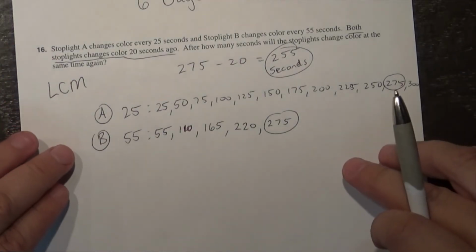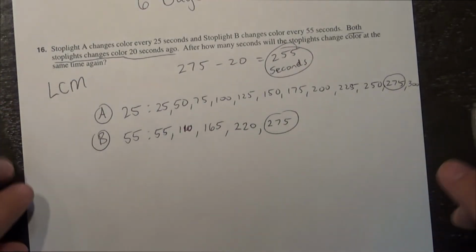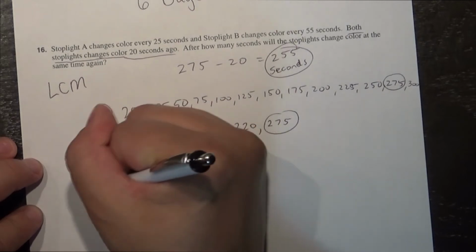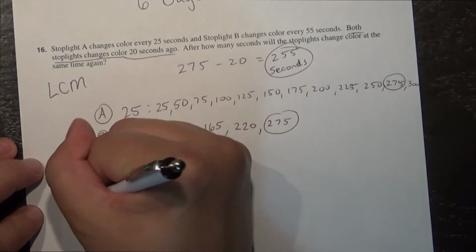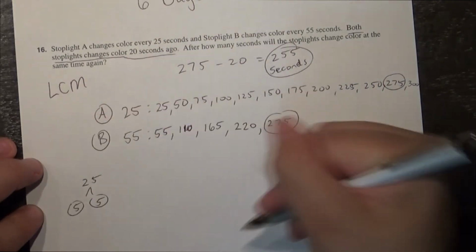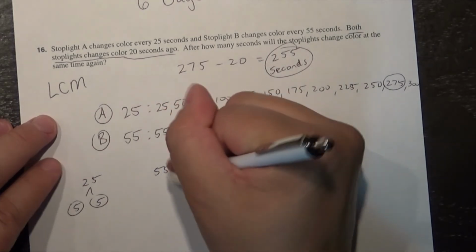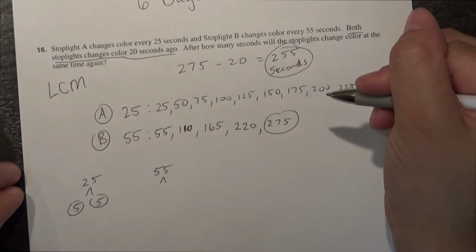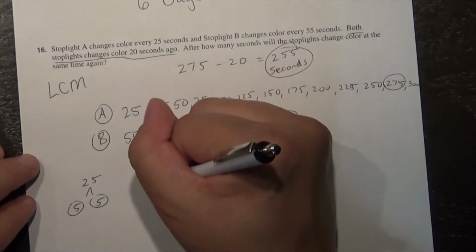Now, if you don't like the multiple way, I have another method for you, and that is by using prime factorization. That's right, factor trees. They're back. So let me make my factor trees here for 25. 25 is 5 times 5. And then 55, I'll say, what should I say? 5 times 11? Sure.